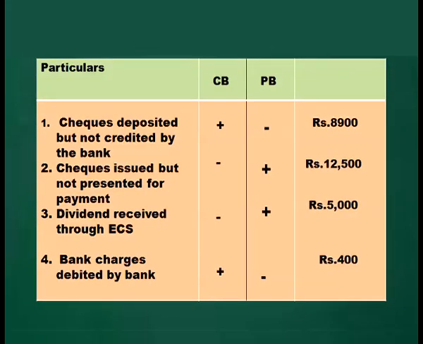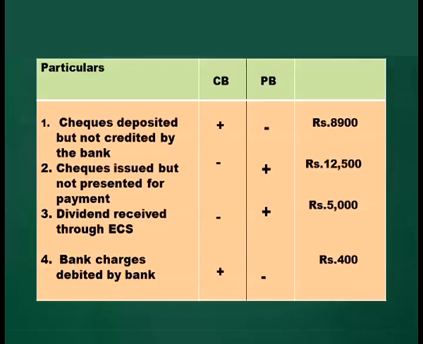So, in the passbook, I have shown a minus of 400 rupees. In the cash book, that amount we didn't come to know on this particular date. So, bank charges is not recorded in the cash book. So, 400 rupees is shown as an increased amount, or there is an increase of rupees 400 in the cash book on that particular date.